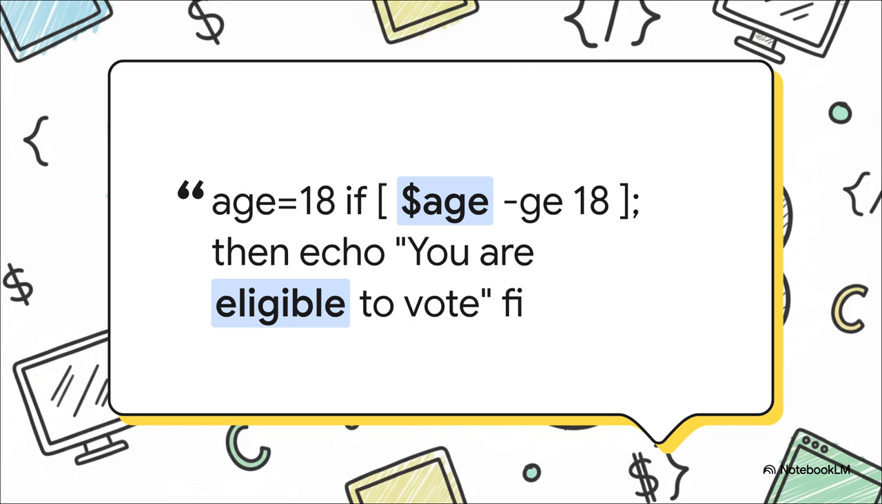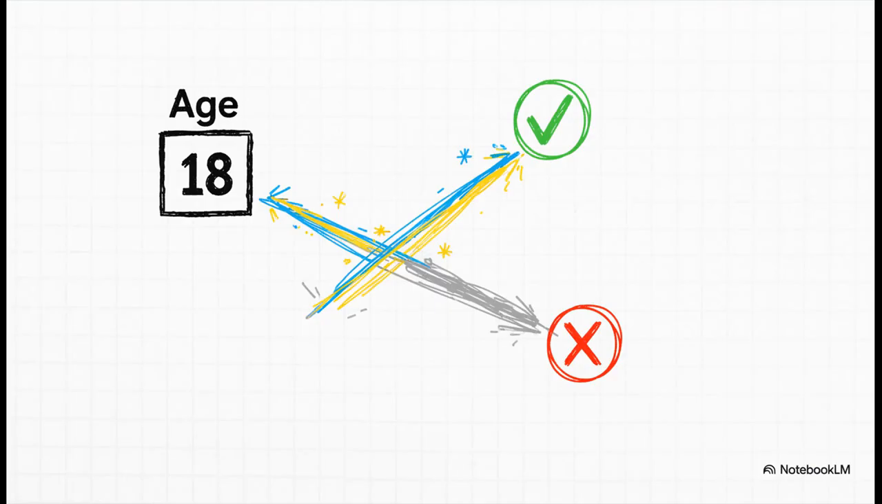But if the age was, say, 16, that condition would be false, and the script would run the command in the else block instead. And because our age variable was 18, the script did exactly what it was supposed to do. It made the right choice. The amazing thing is, by changing the value in that one little variable at the top, you can completely change the script's behavior without rewriting a single piece of logic.